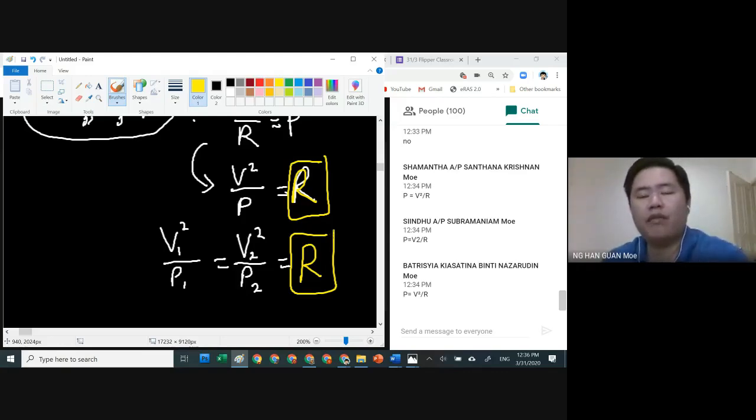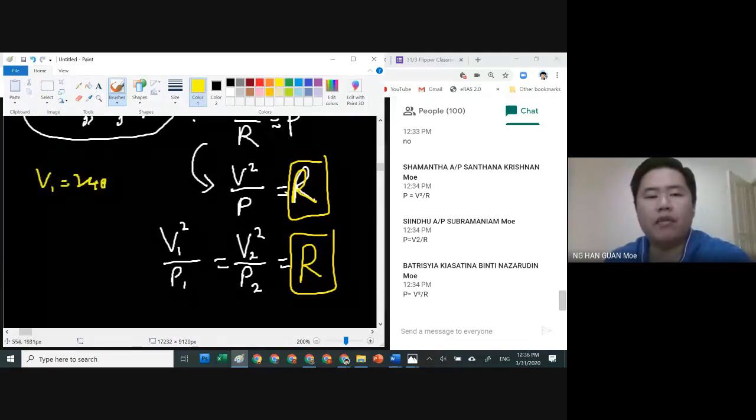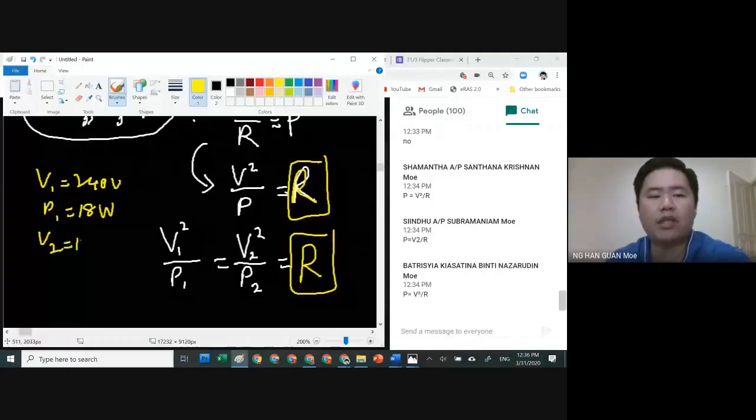We have V1 of 240 volt and P1 of 18 watt. So V2 changed to 120 volt. So how much is P2?